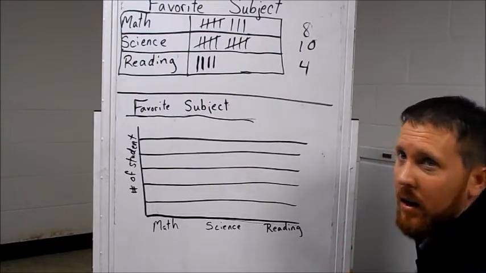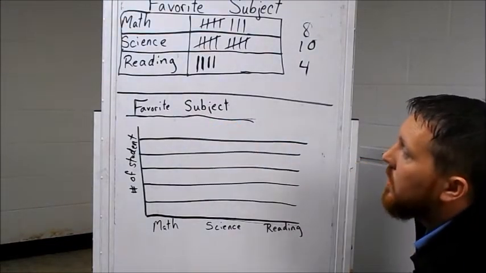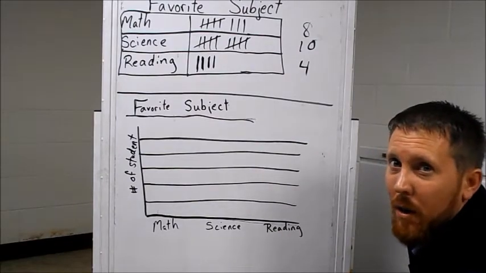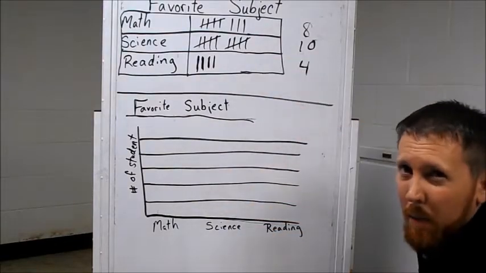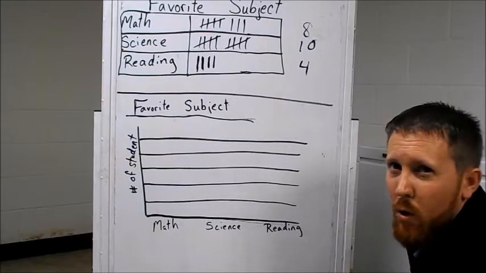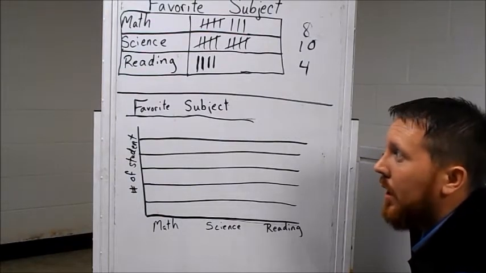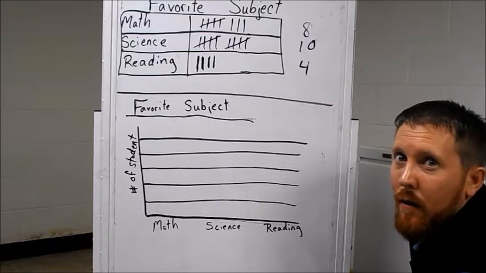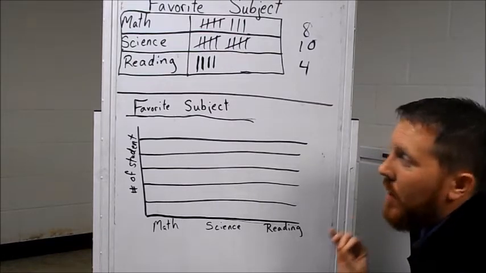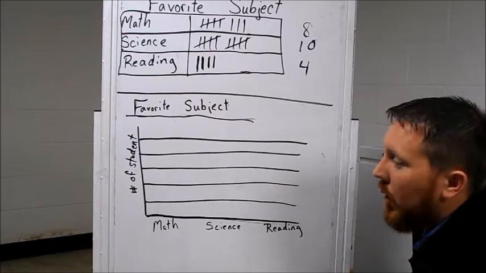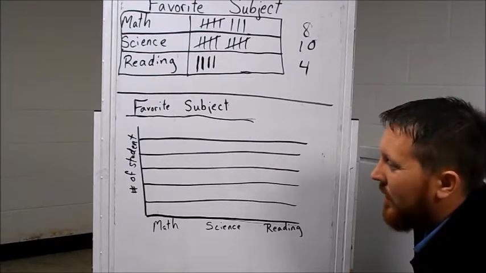So I still have to have a label, or a title, excuse me. Always have to have a title. My title is favorite subject. With this bar graph, it's going to be a vertical bar graph. I'm going to make it go up and down instead of sideways, which would be a horizontal bar graph. One thing that we must do anytime that we're doing a pictograph or a bar graph, we have to have that title.